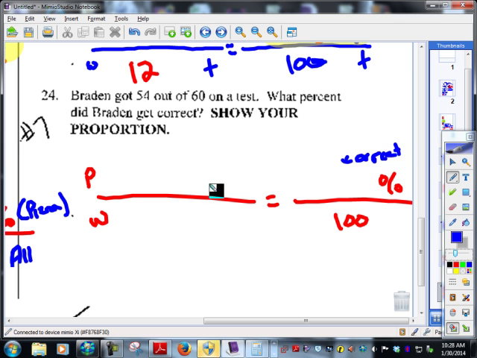Correct? So what's this going to be? The actual amount? Correct. This would be total. Well, 54, is that how many you got correct? Yes. 54 out of 60. Cross multiply and divide, what is it? 90%.